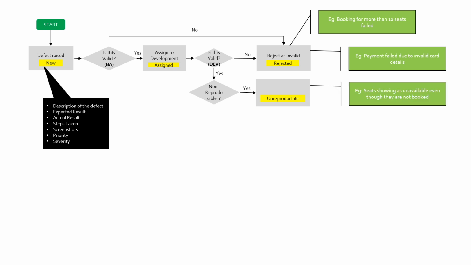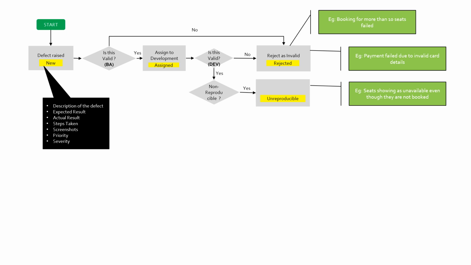One of such scenarios is, say, the testing team logged a defect stating that the seats which are available, even though there were no seats booked, when they try booking it, it is showing all grayed out. The seats are grayed out and they are unable to book them, which is a valid scenario. They should be able to book it when it's available.